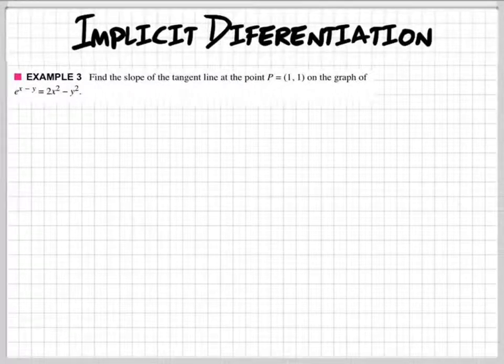Alright, to find the slope of the tangent line, first we must take the derivative, and then we must plug in the x and the y value to find the slope. So that's all it asks for. It doesn't ask for the equation of the tangent line, just the slope.